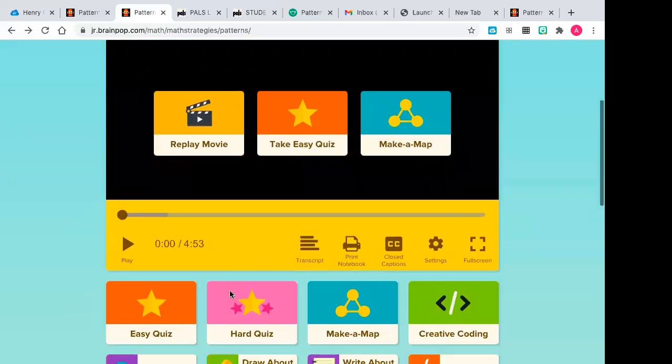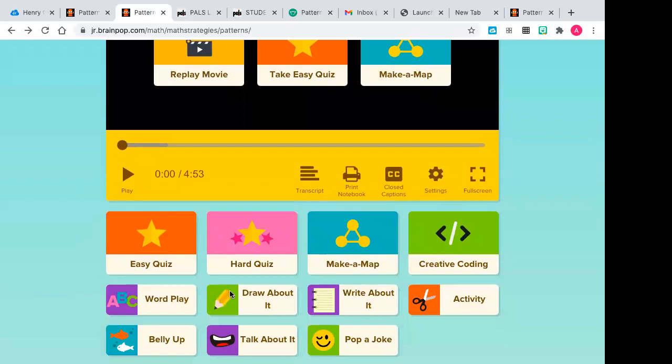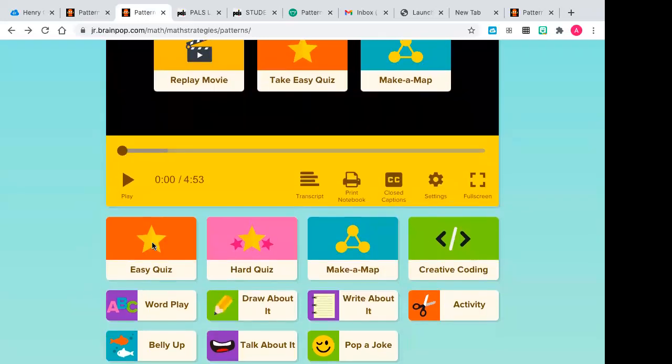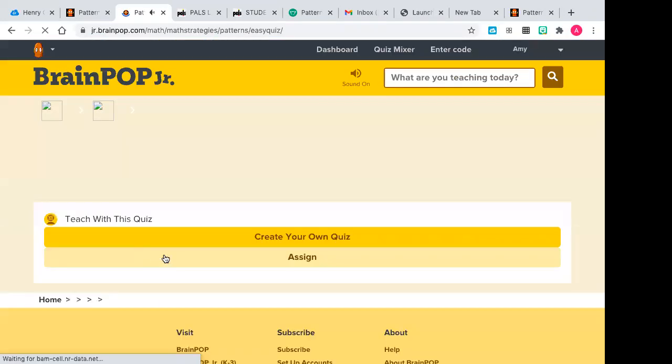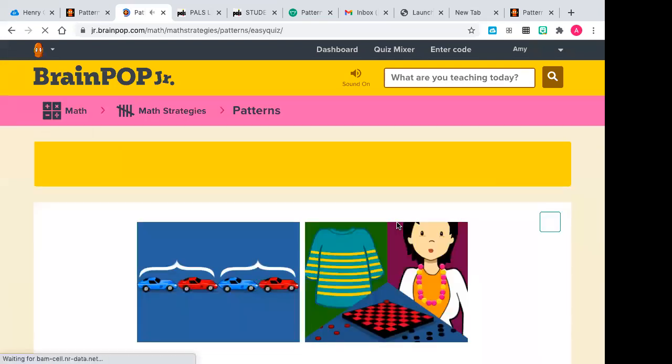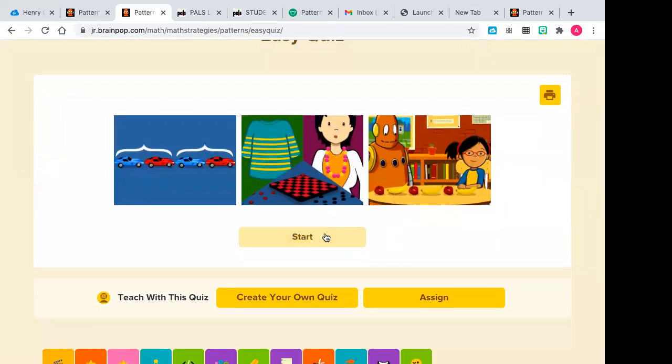Okay, so that Moby and little girl were talking about different types of patterns. All right, let's take a quiz, easy, and see how you do it. Start.